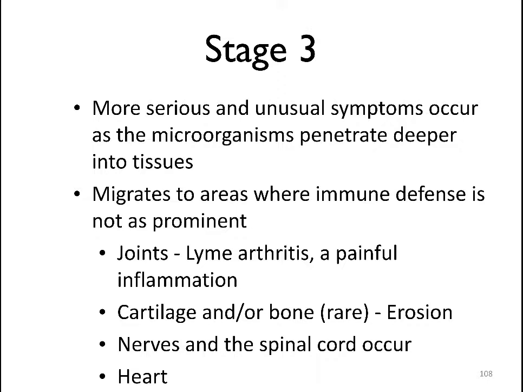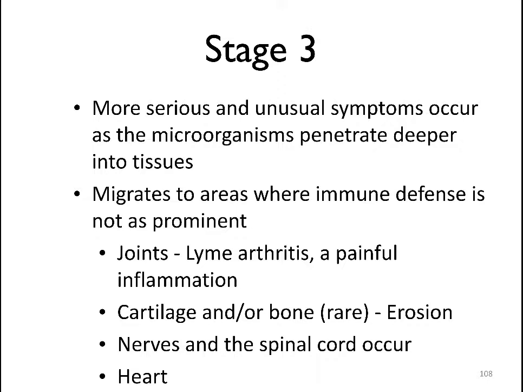And this is when the microorganism penetrates deep into tissues. It migrates to areas where the immune defense is not as prominent. In stage 1 and stage 2, the immune system responds, deals with the microorganism, but then it migrates into areas where immune defense isn't as strong, isn't as good.